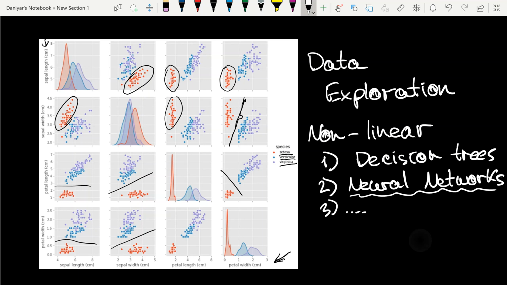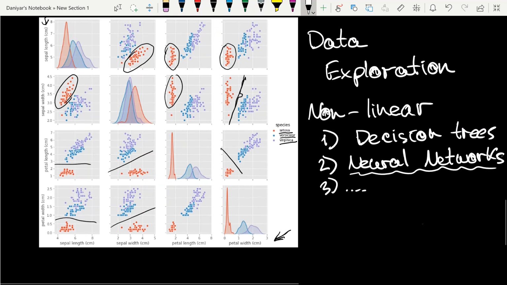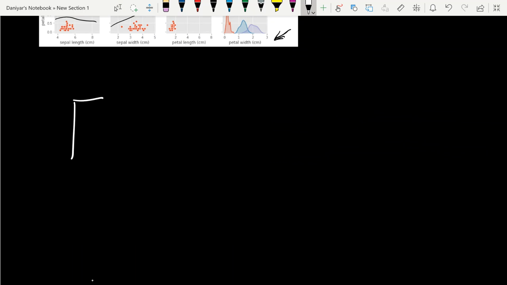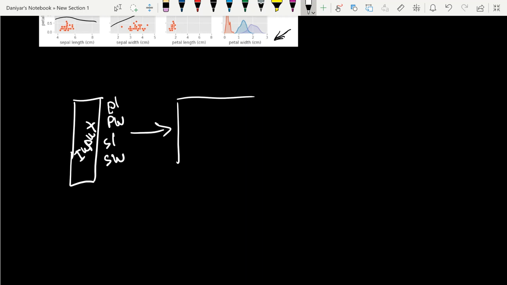So the neural network, just to give you a review, takes in an input of features, and in this case, the features would be the petal length, the petal width, the sepal length, and the sepal width. Those features go through a model, which we call the neural network.